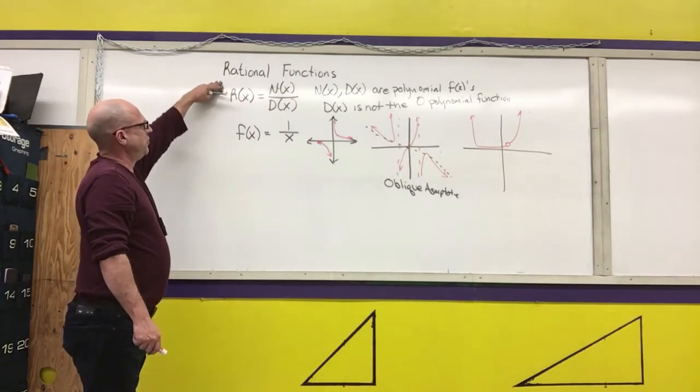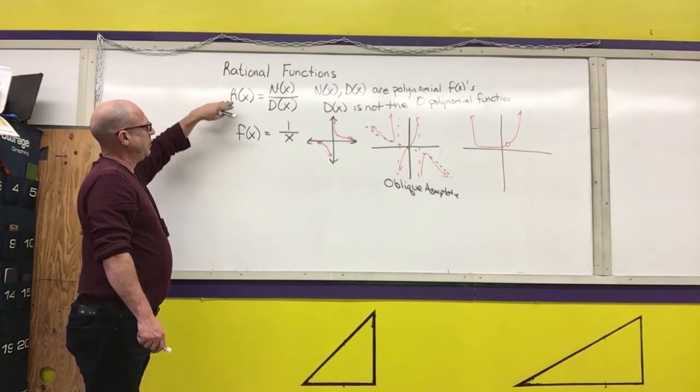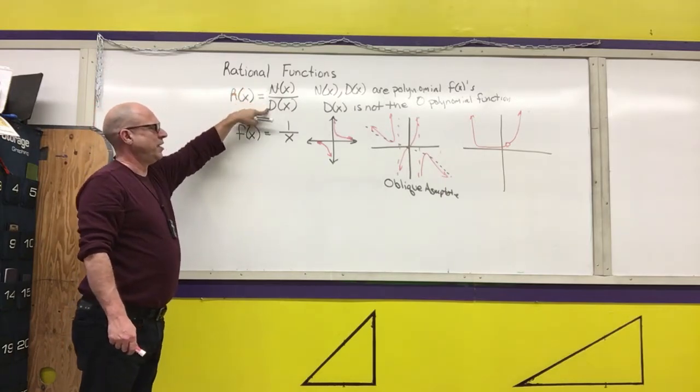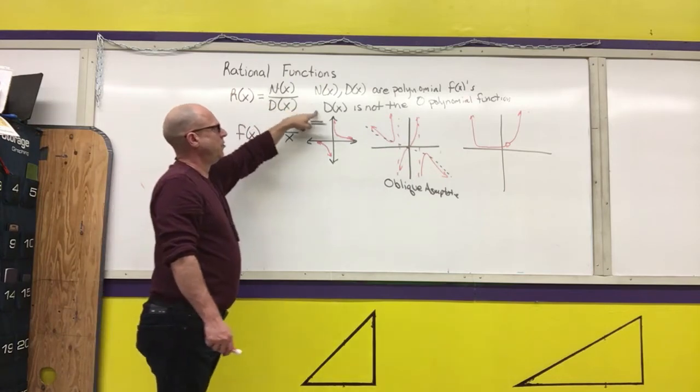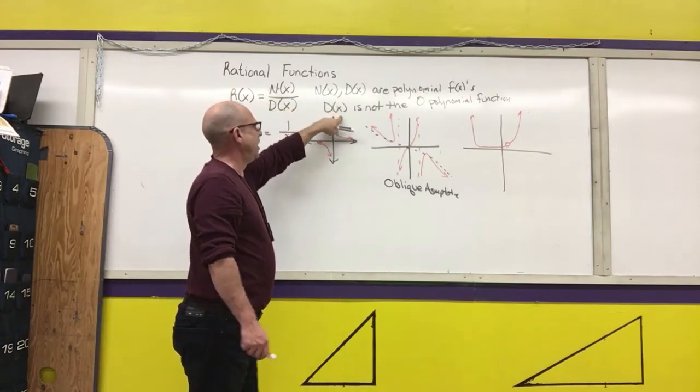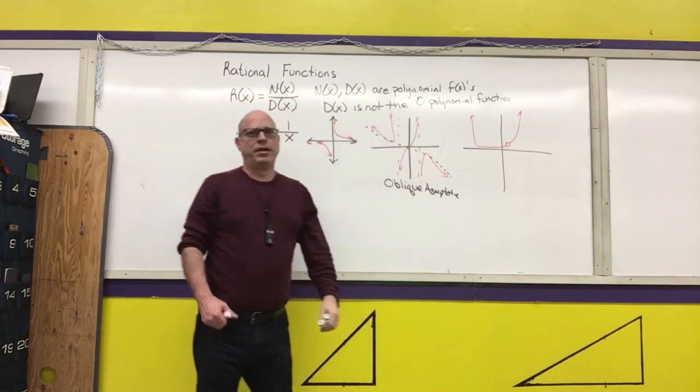So again, the definition of a rational function is a function whose numerator and denominator are both polynomial functions, where the denominator is not the 0 polynomial function.